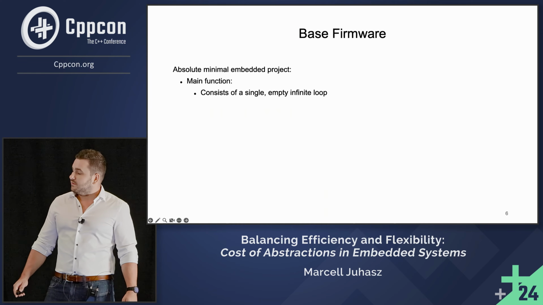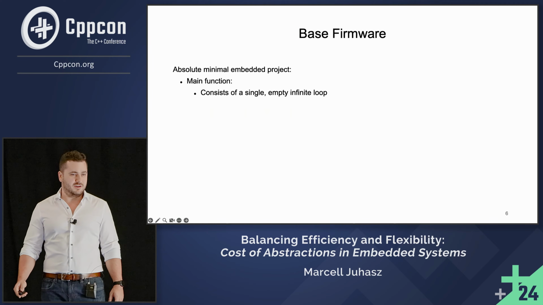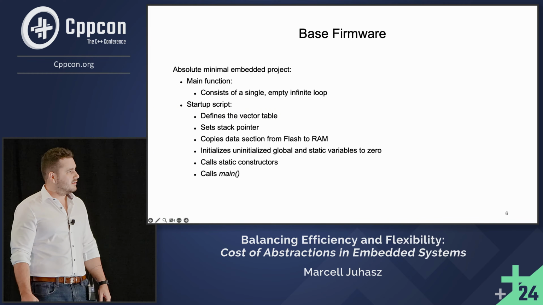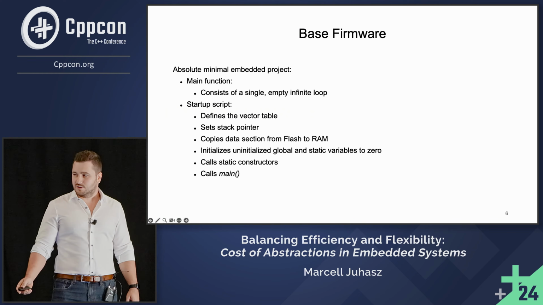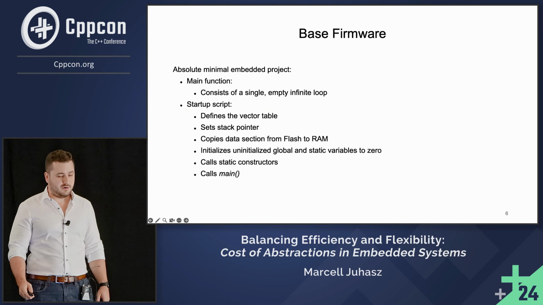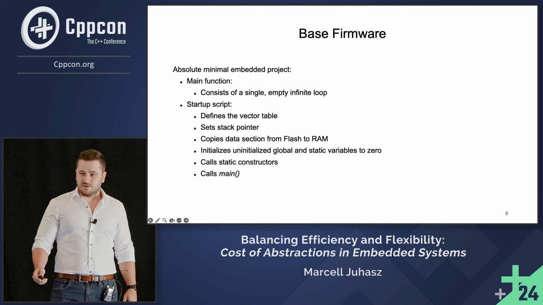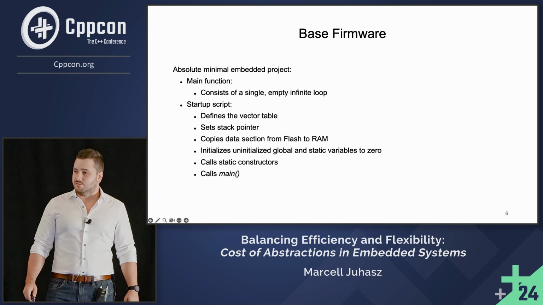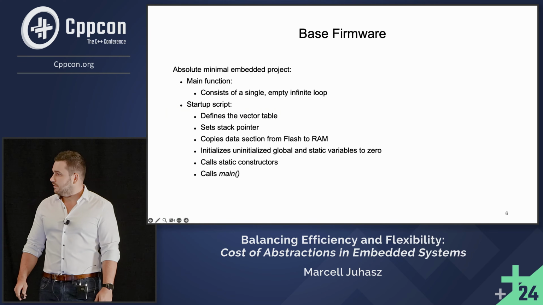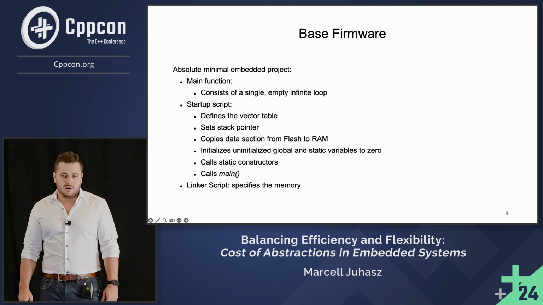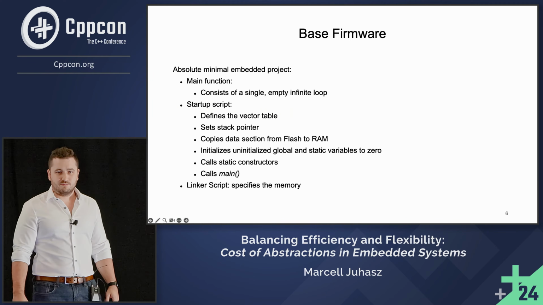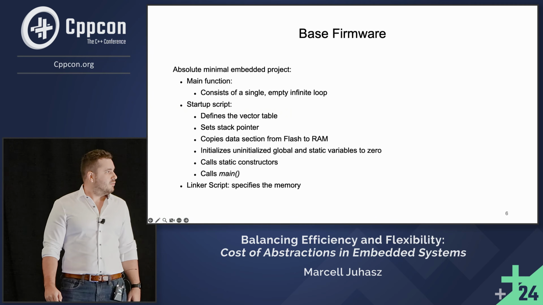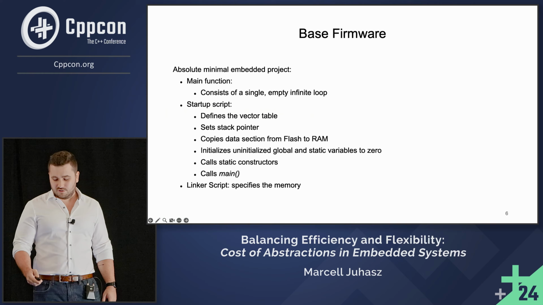But embedded developers probably know that the main function is not really the entry point of a firmware application. The first thing that gets executed is the startup script. This is usually written in assembly, and it is responsible for defining the vector table, setting the stack pointer, copying data between flash and RAM, initializing global and static variables, calling static constructors, and then eventually calling the main function. The third important piece of the puzzle for a base firmware is the linker script, which basically just specifies the memory layout of the application.